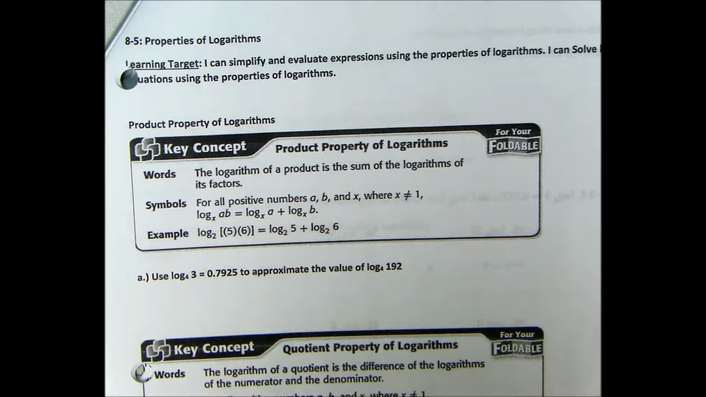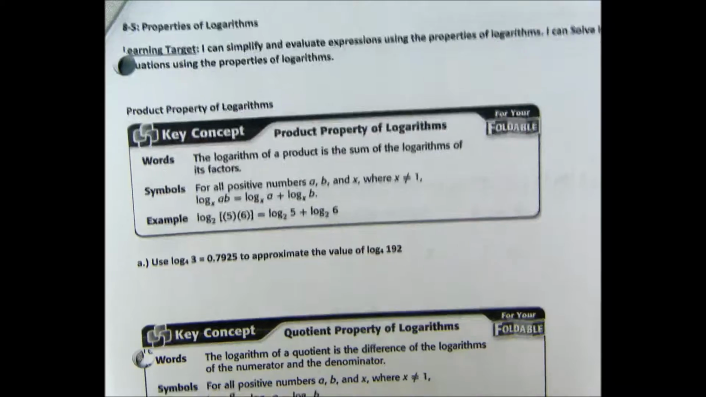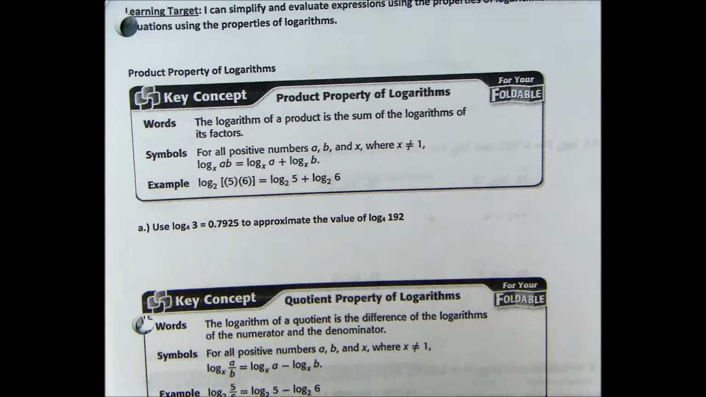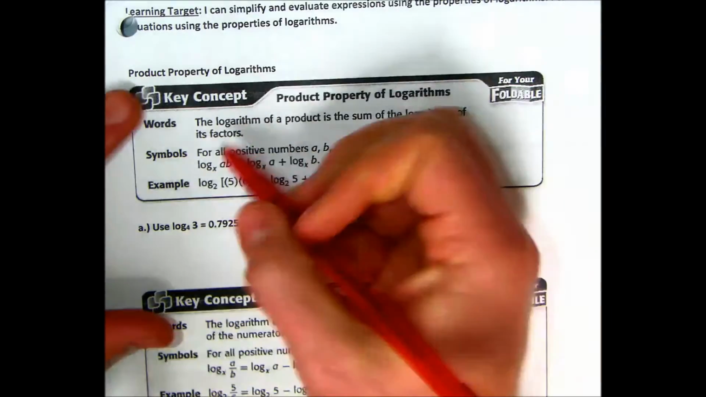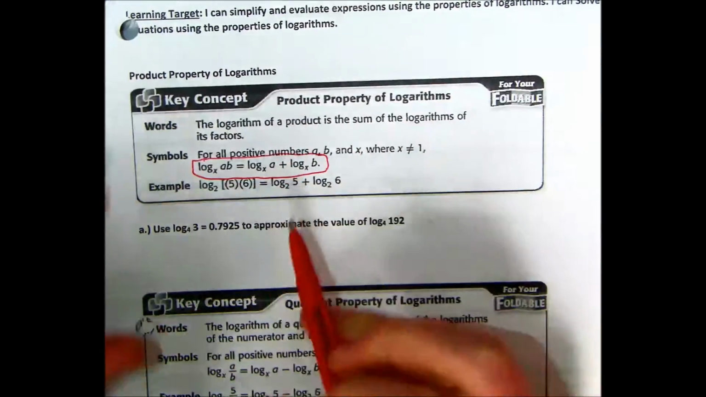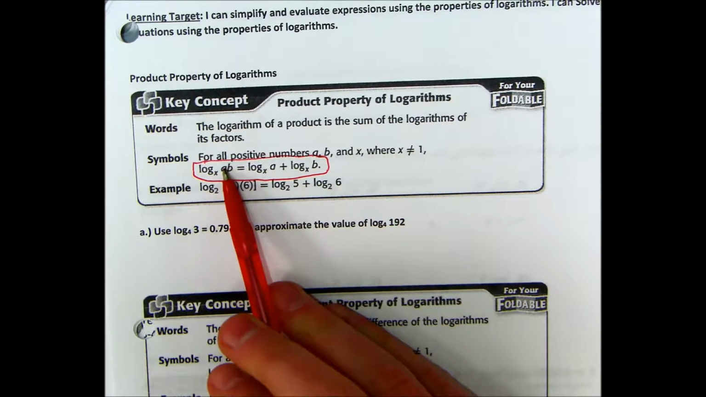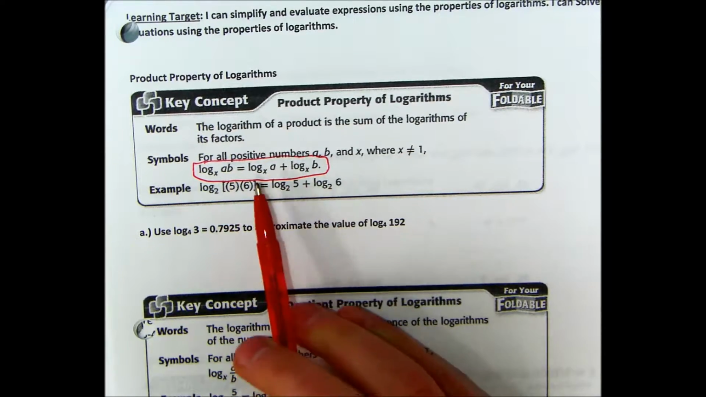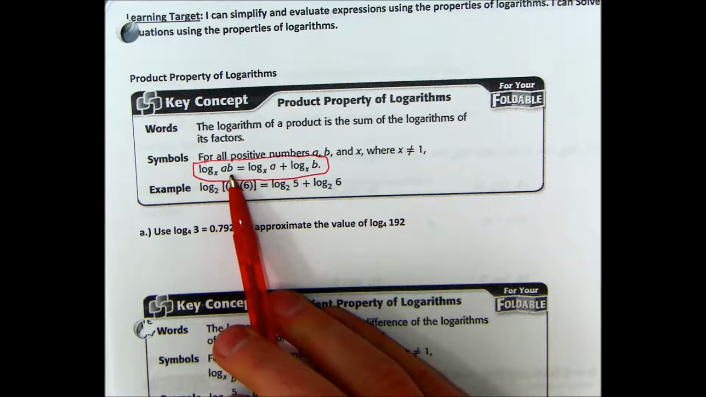So the first property is the product property. And the biggest thing from here is you need to remember and understand this. When you have a number, you can break it into two parts and you're adding that. So log base x of a times b equals log base x a plus log base x b.